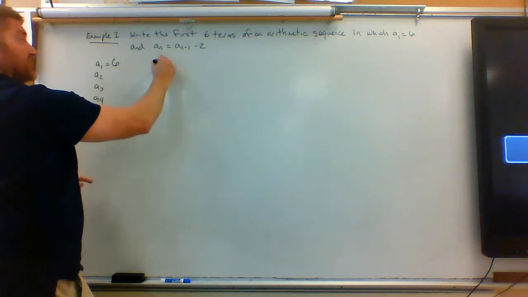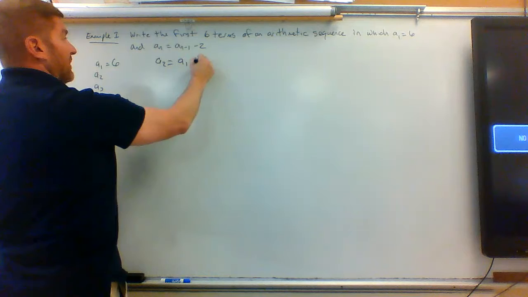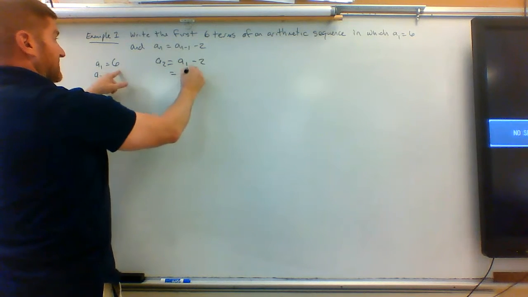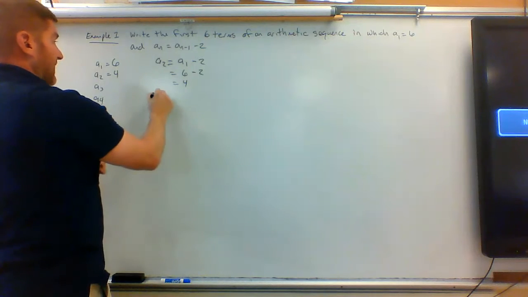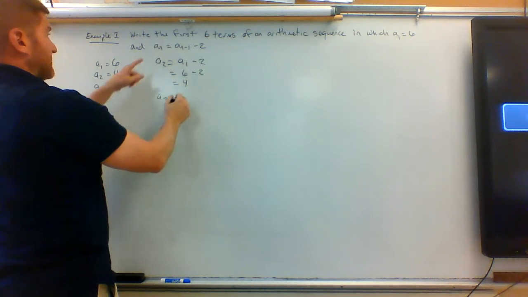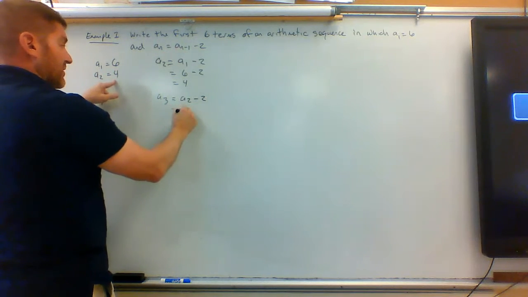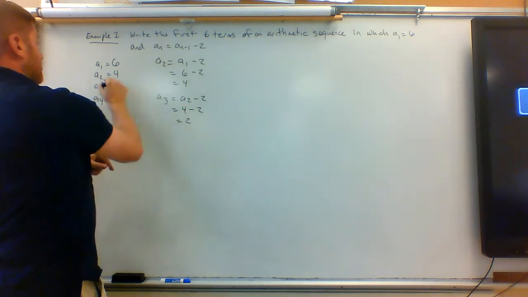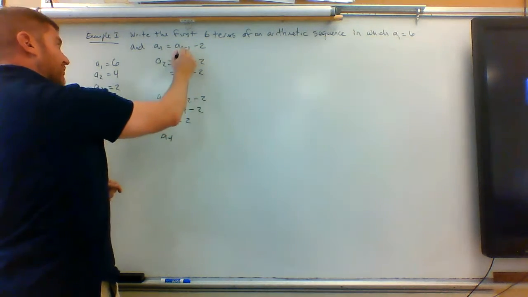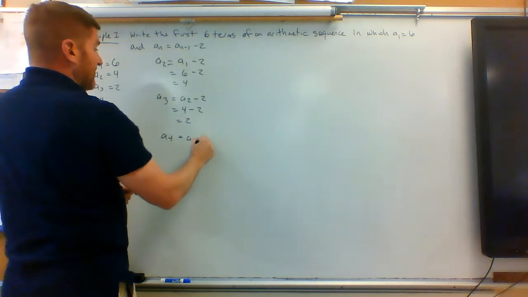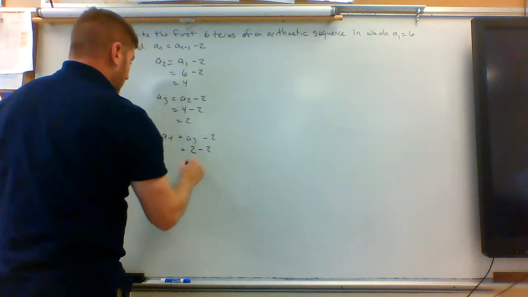So to find term 2, remember this is the previous term, so that's A1 minus 2. So that's just 6 minus 2, which is 4. And when I find A3, that's the previous term, which is A2 minus 2. Well, A2 was 4. 4 minus 2 is 2. So I already got A3. A4 is the previous term, which is A3 minus 2. Well, A3 is 2, and 2 minus 2 is 0.